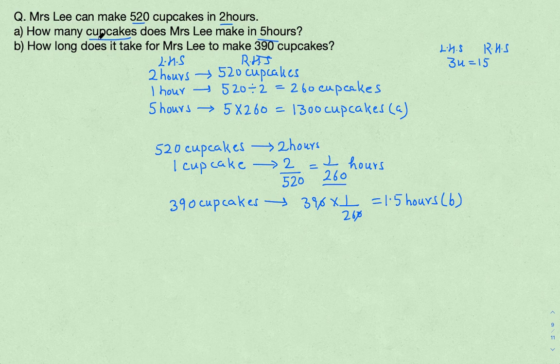Now for part A, they are asking how many cupcakes. That's why the cupcake is on the right hand side. And for part B, they are asking how long it takes Mrs. Lee, so they are asking for time. That's why here the time is on the right hand side, and the cupcakes are on the left hand side. It's actually quite straightforward and logical to put it this way, but for those who get confused during exams, you can use this technique.